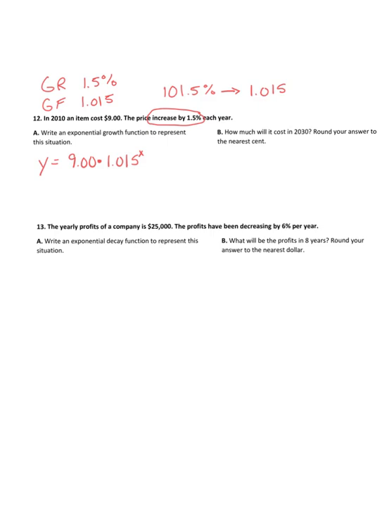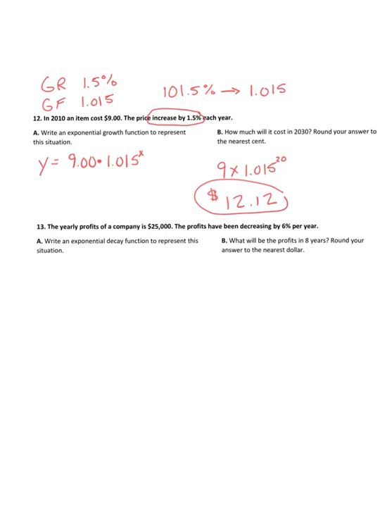And from there, I'm just going to plug in the value I need to solve part B. So it says I have 9 times 1.015, and then in 2030, that is 20 years after 2010. So instead of x, I'm going to put in the value of 20 because it's 20 years later. And if I do that on my calculator, I'm going to get 12.12 or $12.12.